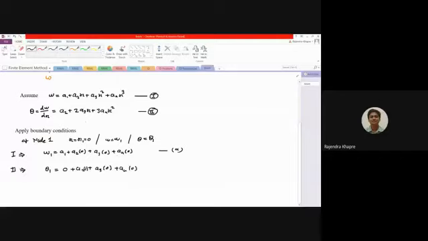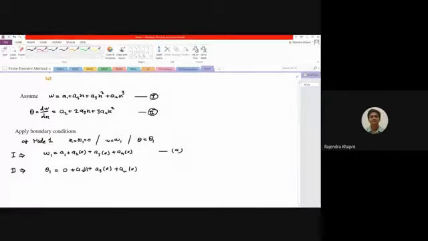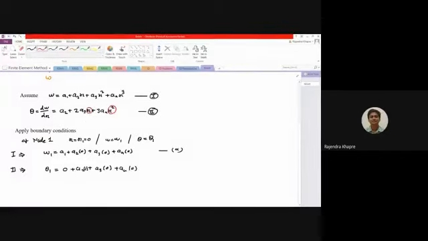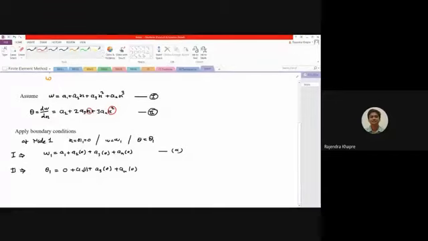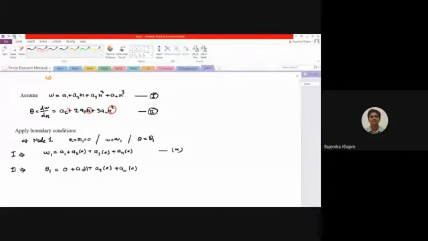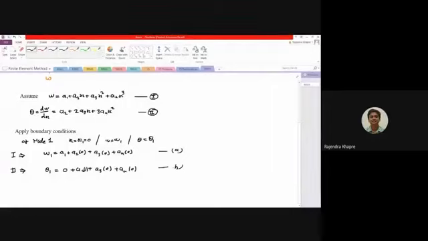Here you can see we have an x term, here also we have an x term, and here we don't have any x term. Because of that I'm writing the respective values over here. So we have one more expression, let us call this expression b.